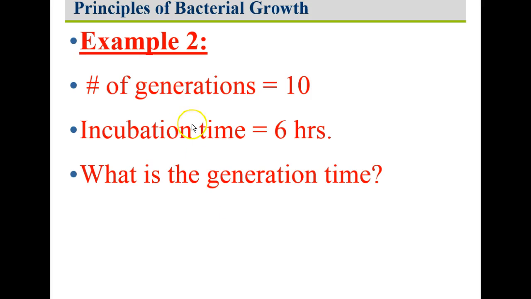Let's look at another example. Let's say we know the number of generations that transpire during a specific amount of time, 6 hours. In 6 hours, the population doubled in numbers 10 times. What is the generation time?